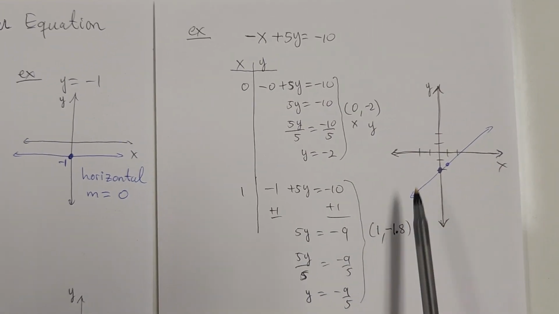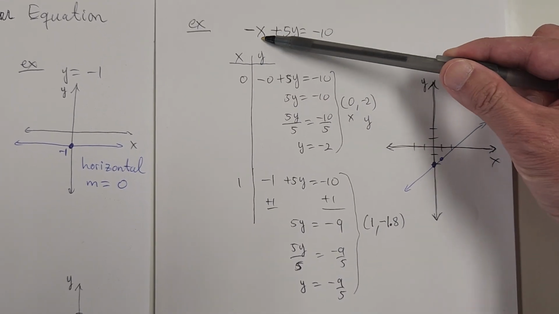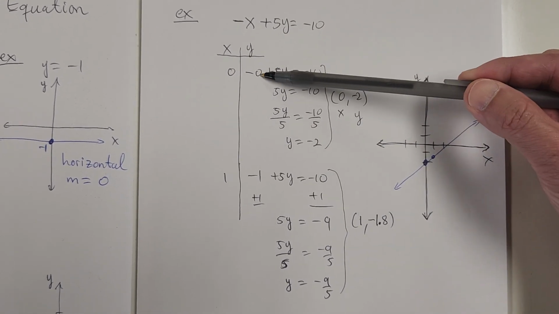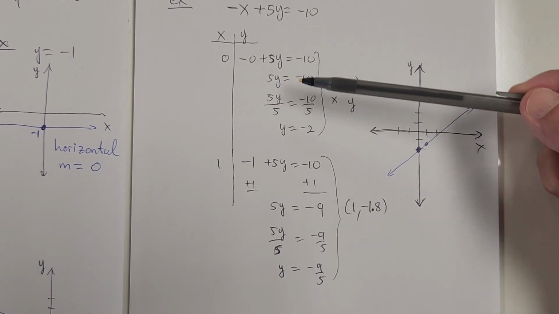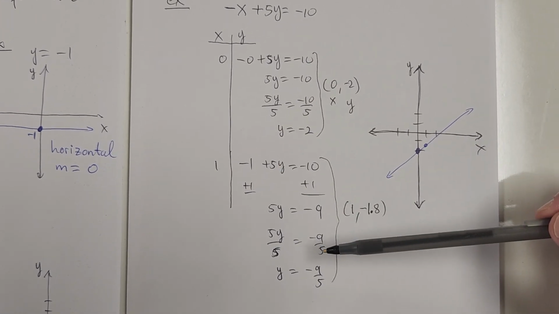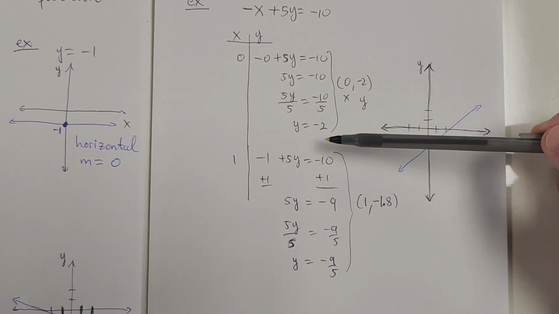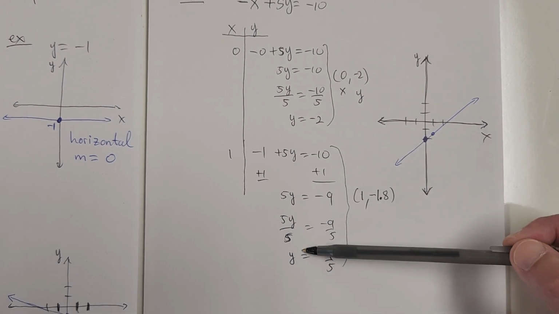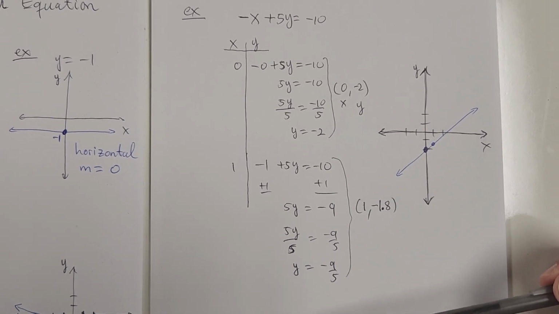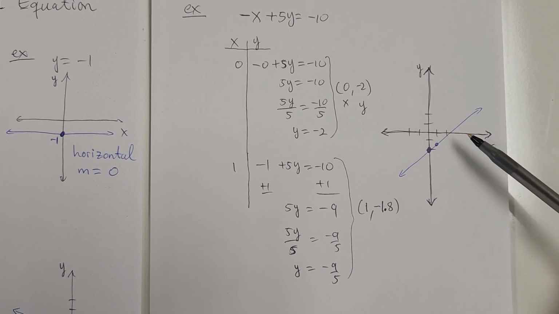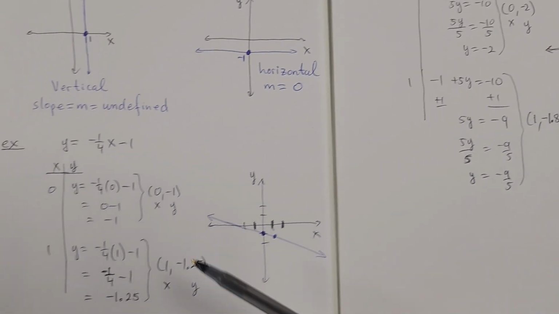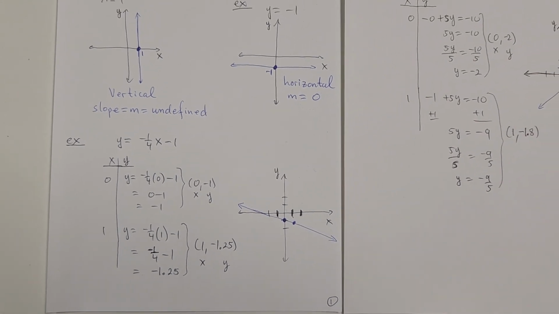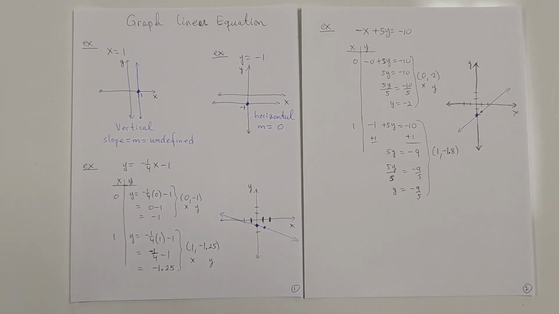Same thing on this example. You have x and y. So do your XY T-chart. Pick 0 and then pick 1. And then the rest is just order of operations, solving for the letter. So solving for y here, also solving for y. Okay, so one more time. This equation is this line. This equation is this line. Okay? So this is graphing linear equations.